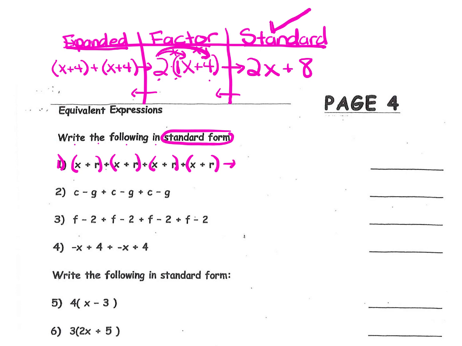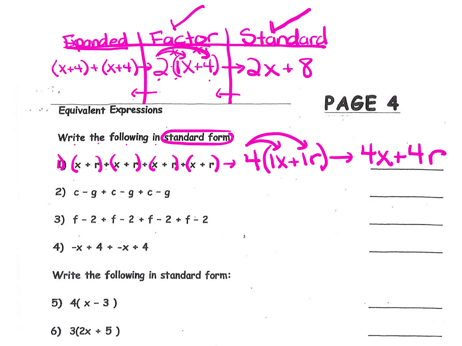Let's move to factor form first. 4 times the quantity, 1x plus 1r. Now that's factor form. We're going to take it to the final stage by multiplying each term by 4 and getting it into standard form. 4 times 1 makes 4x, plus 4 times r makes 4r. We went from expanded to factor to standard form.